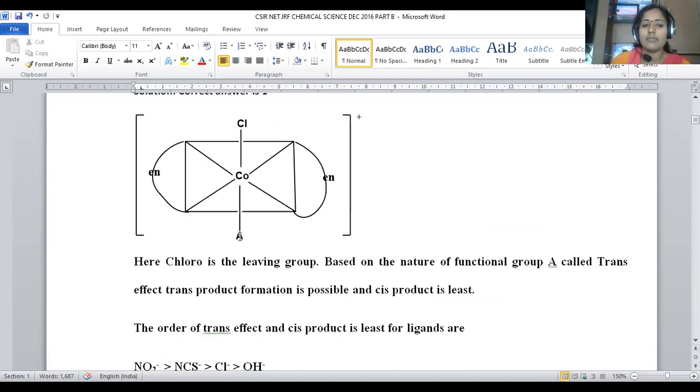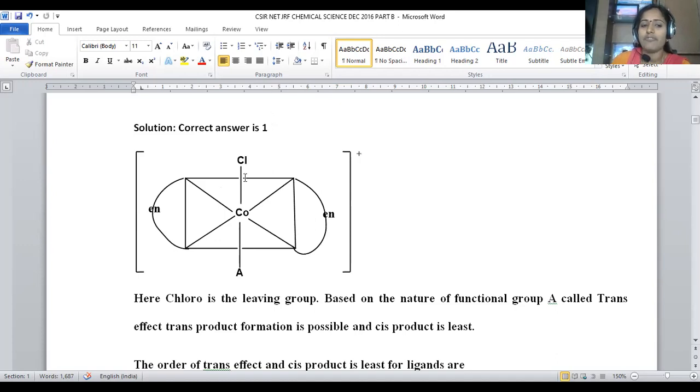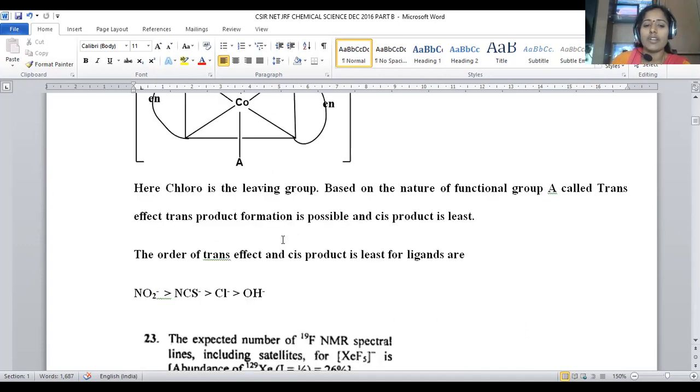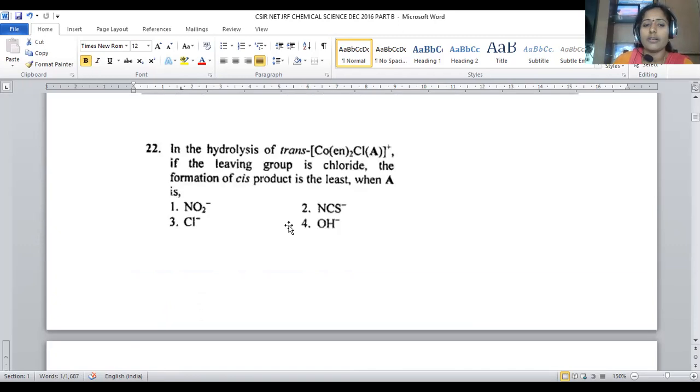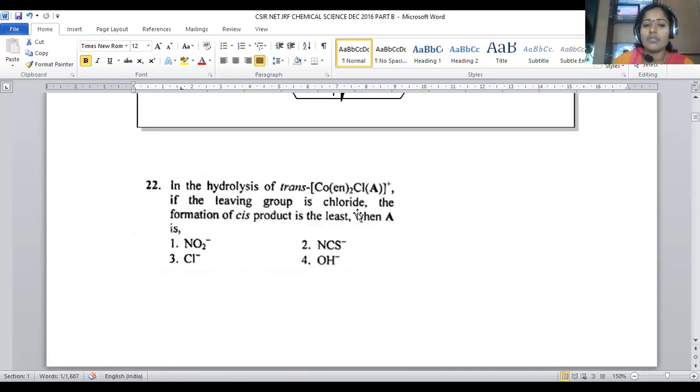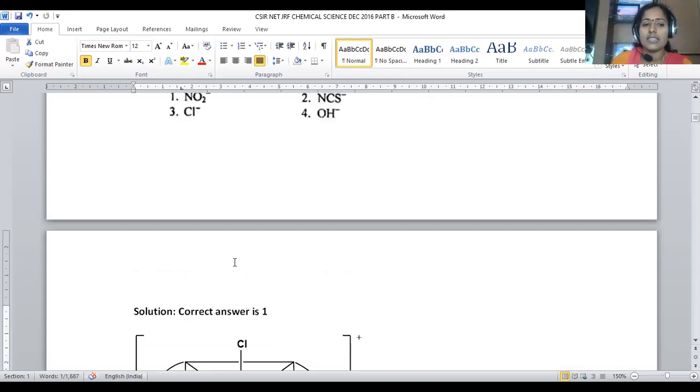So the trans effect is nothing but the ligand which mainly prefers this trans orientation. So trans orientation of the incoming nucleophile is called the trans effect. The trans effect order will be nitro, followed by thiocyanato, followed by chloro, followed by hydroxy. The highest trans effect is given for nitro. So it will give the maximum amount of trans product and the least amount of cis product. That is only what they are asking: the least amount of cis product is given for nitro because of high trans effect. For question number 22, option number 1 is the correct answer.